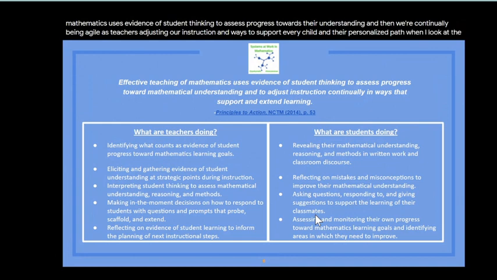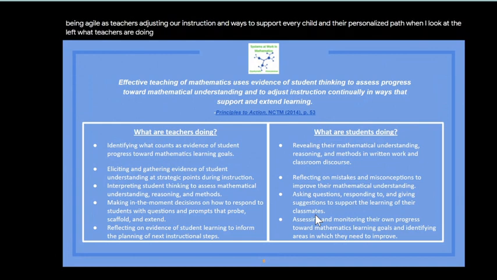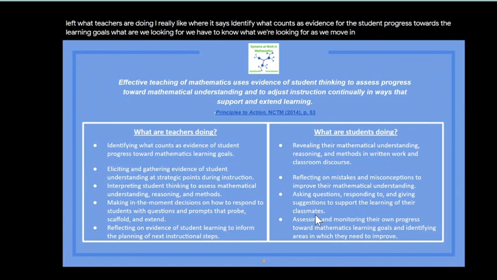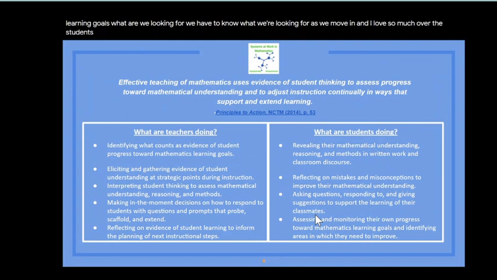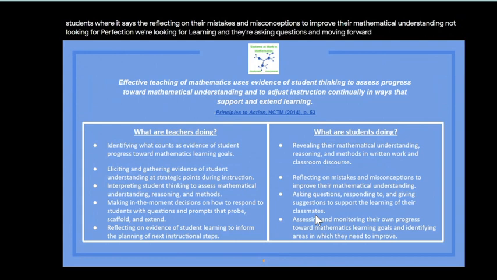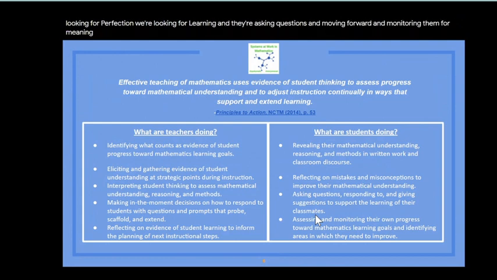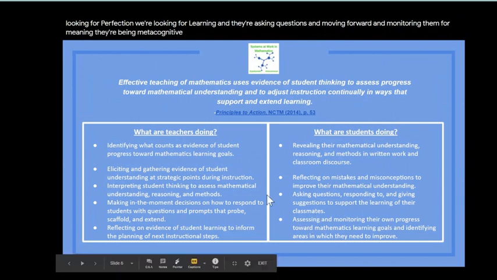When I look at the left, what teachers are doing, I really like where it says, identify what counts as evidence for the student progress towards the learning goals. What are we looking for? We have to know what we're looking for as we move in. And I love so much over on the students' side where it says they're reflecting on their mistakes and misconceptions to improve their mathematical understanding. Not looking for perfection, we're looking for learning. And they're asking questions and moving forward and monitoring for meaning. They're being metacognitive. Teaching math is really not all that different than teaching language arts.